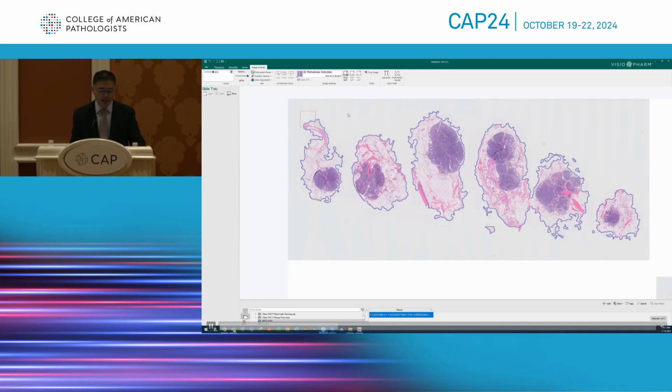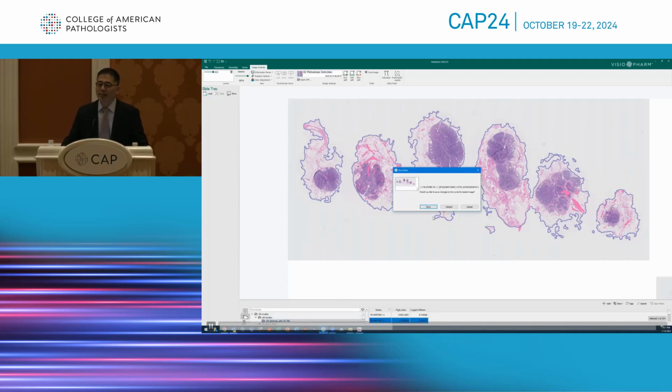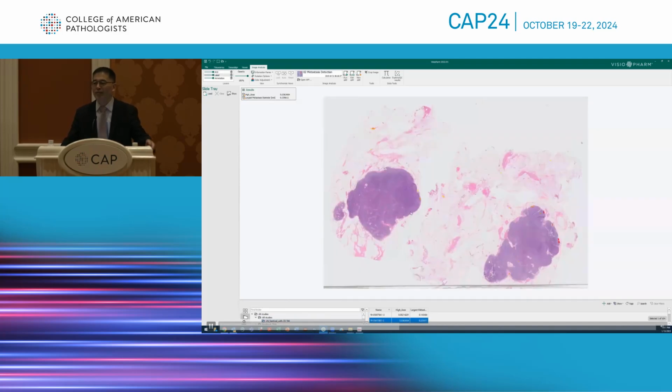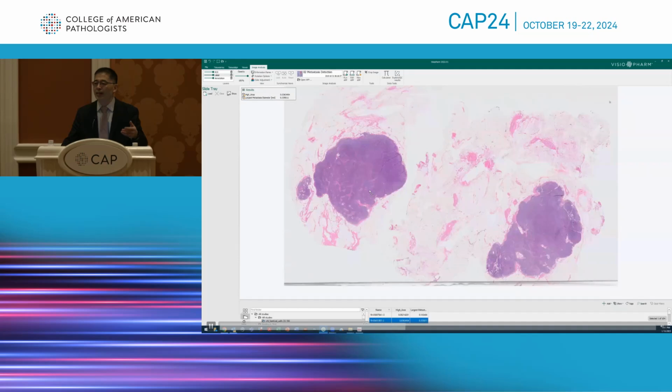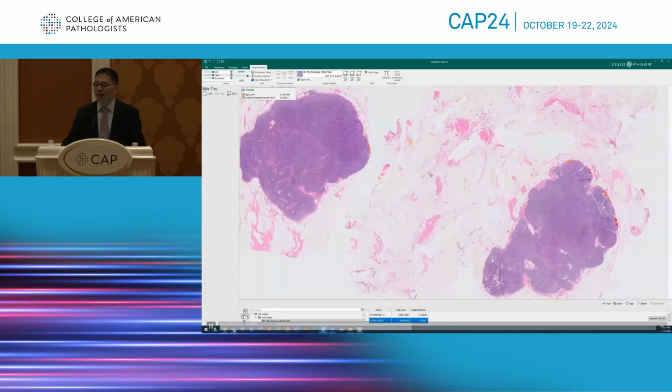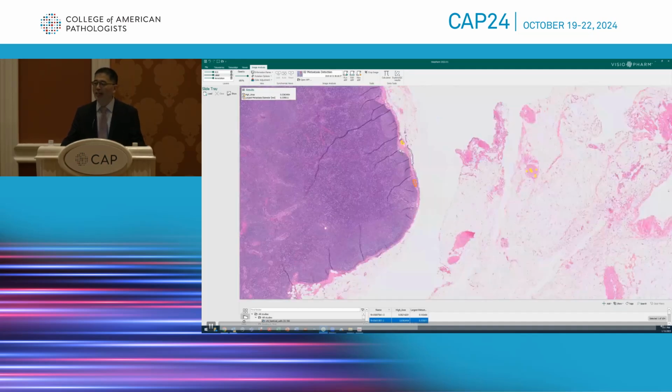So next one, right now, it's running the metastasis detection. However, this process takes time, usually a couple of minutes or 3 minutes for a slide like this. You can do this in batch. That means if you have a resection specimen with 10, 20 lymph node slides, you can batch them, put them in the AI platform, then run the batch analysis.